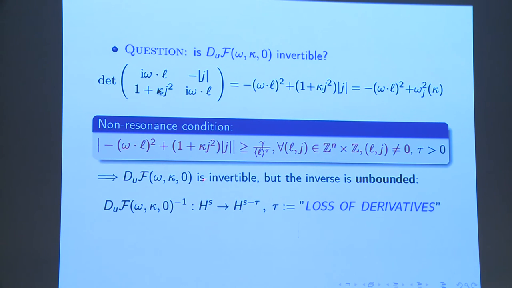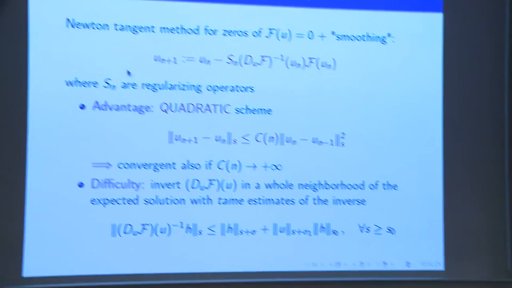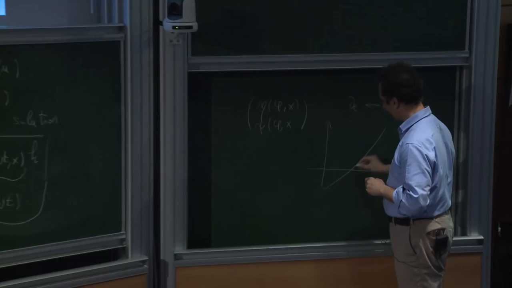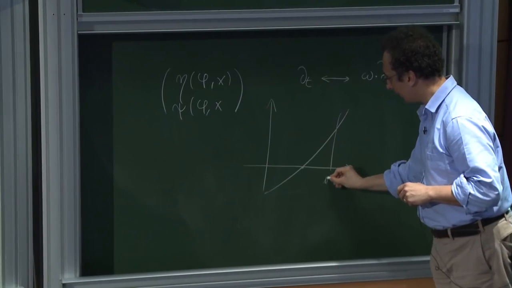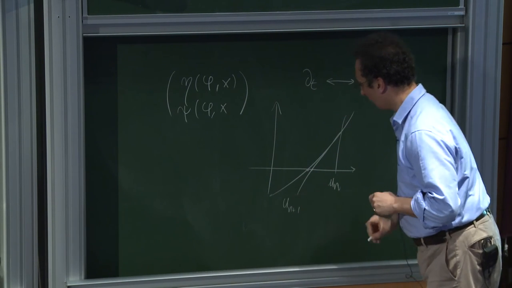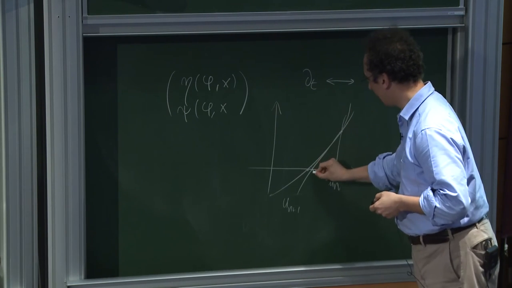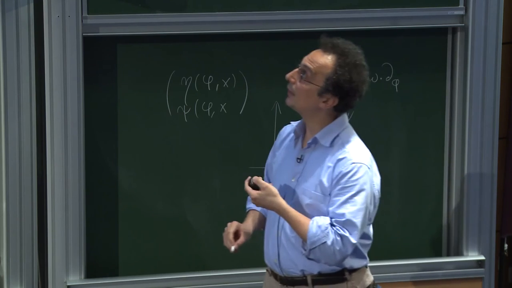Because of the resonances, the continuation of these orbits is not based on contraction. And a way to solve this problem is through the Nash-Moser implicit function theorem, which is, as is well known, based on a Newton method for looking at the zeros of a function. Given an approximate solution u_n, one looks for a better approximation, u_{n+1}, in such a way that it is obtained by the intersection with the tangent. And this is the iterative scheme.